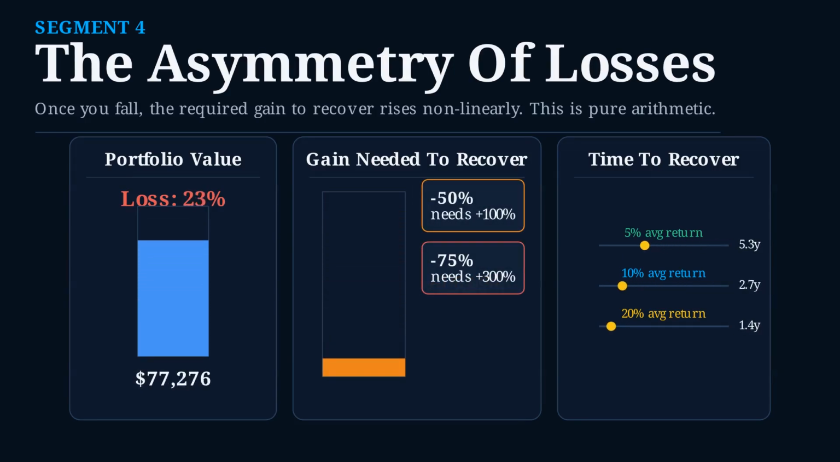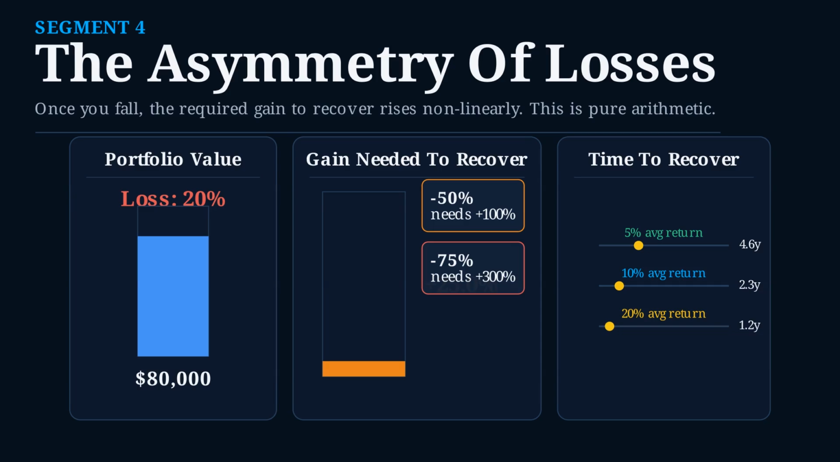Volatility drag has a second face, loss asymmetry. Once capital falls, the gain required to recover rises non-linearly. A 10% loss needs an 11.1% gain. A 20% loss needs 25%. A 50% drawdown needs 100%. A 75% drawdown needs 300%. This is why avoiding large losses is mathematically powerful, not just psychologically comforting.